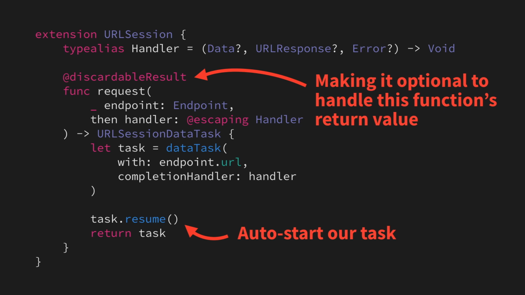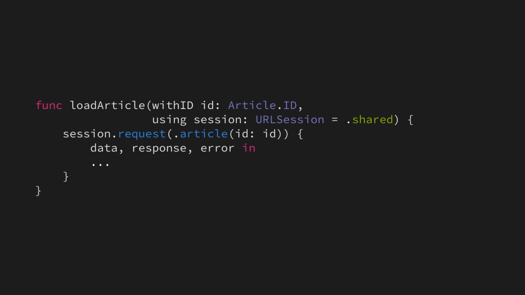Now, we could have also taken this opportunity to convert this URL session API into something a little bit nicer, for example using a result type instead of all those optionals, but that's kind of out of scope for this exercise, so let's leave things like this for now. With that done, if we now go back to our networking code, we can see that we can now make it so much nicer to read with a clear, concise syntax, complete type safety, and we also got rid of that boilerplate required to manually resume the data task as well.